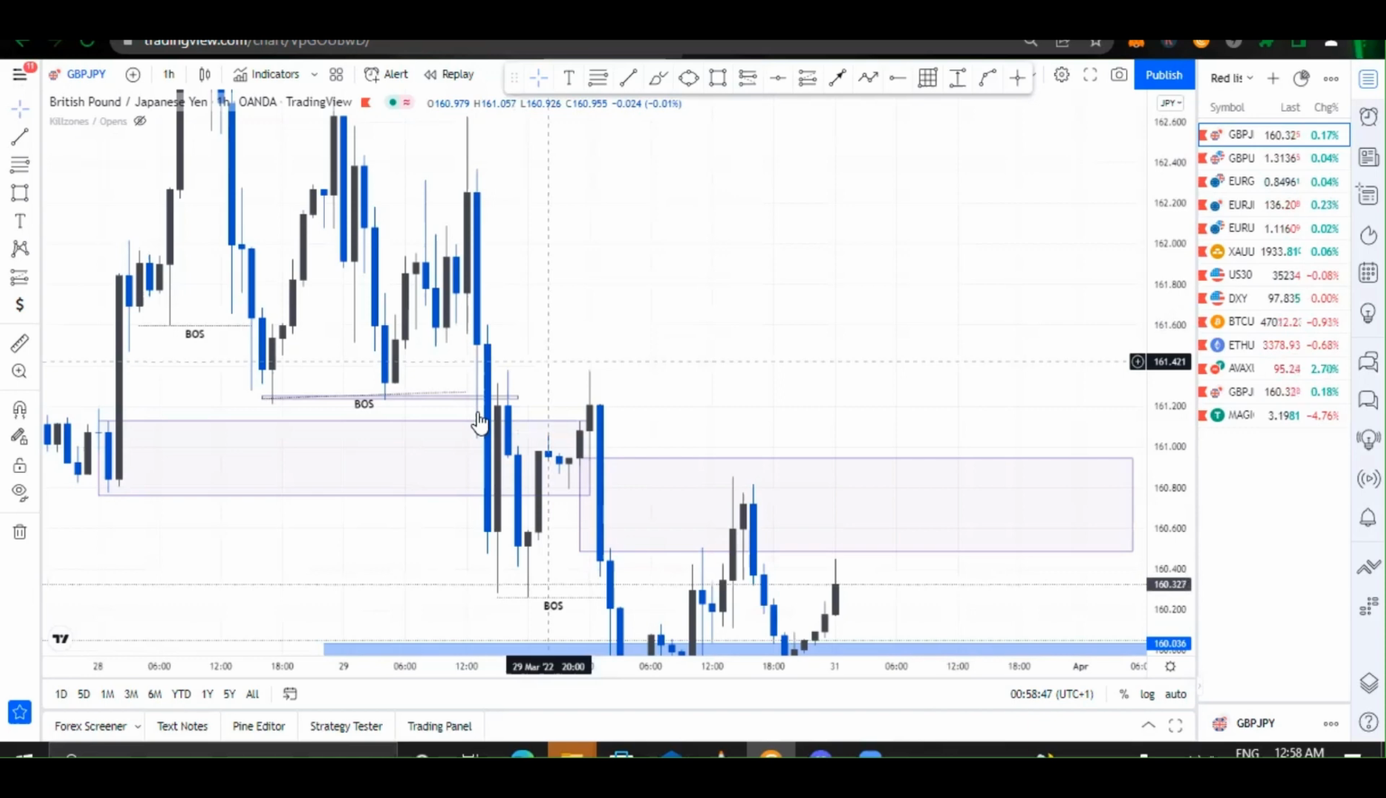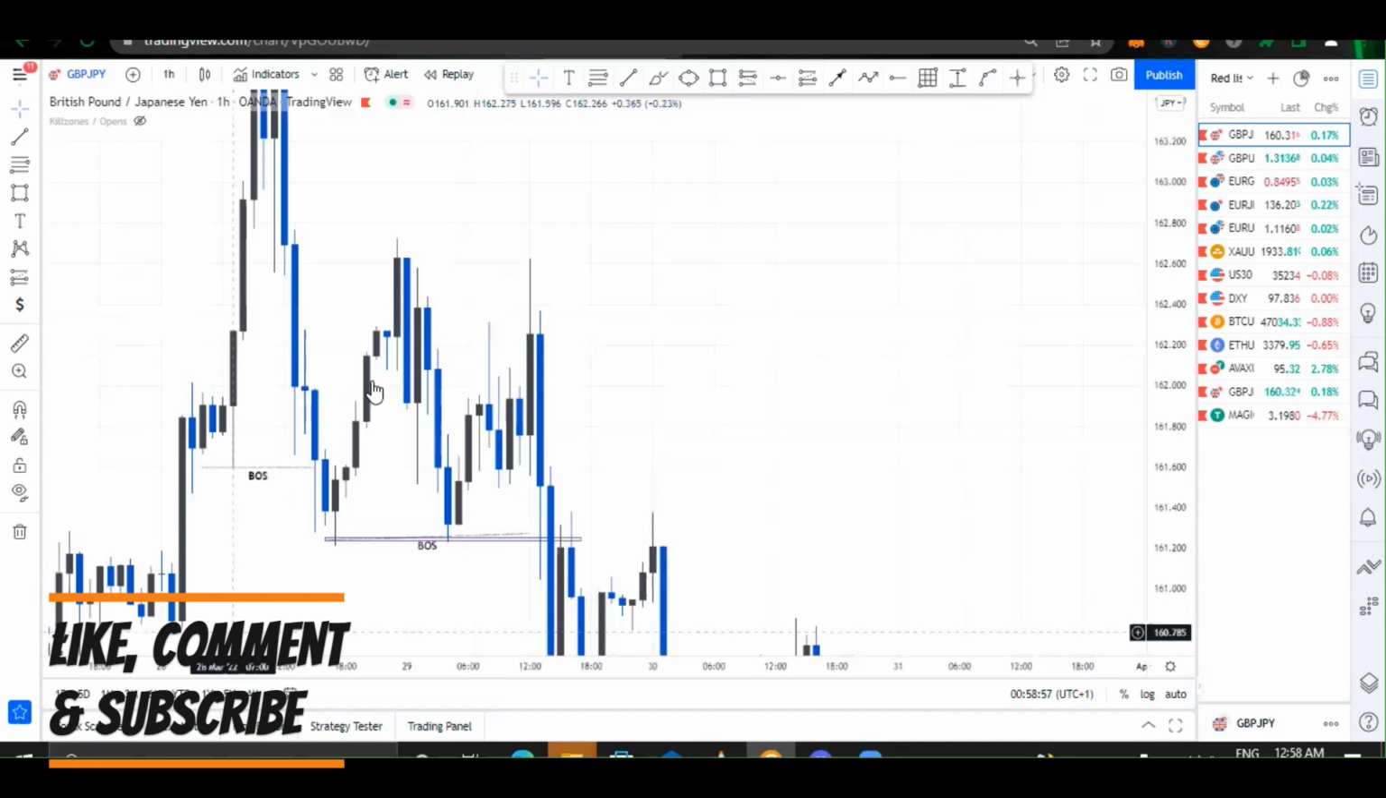So look at it. There was an imbalance that was also formed around this point that the market came back into. As you can see, the market came back into the imbalance right here.